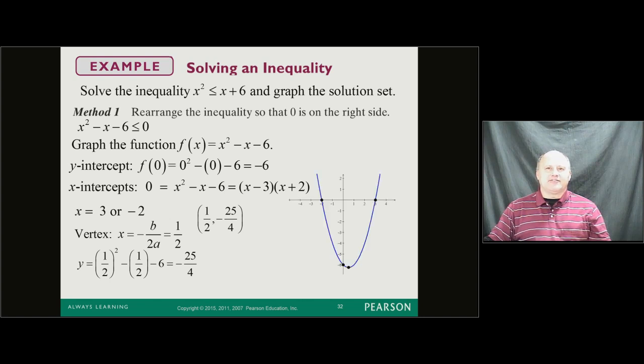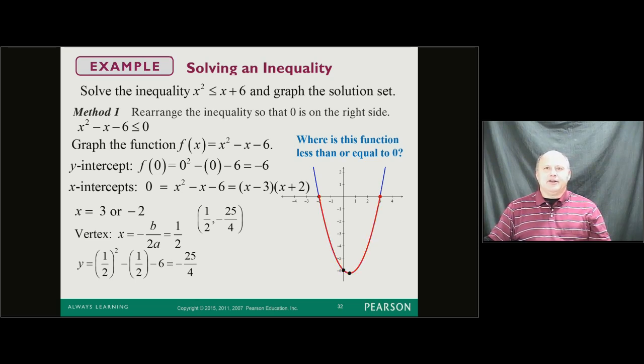So let's look at a rough sketch of this one. The 1/2 comma negative 25 fourths is that point way down below the axis. The 0, negative 6 is at the y-intercept, and the two x-intercepts are located. Now, same thing as the last problem. When is this one less than or equal to 0? Well, it's less than 0 when it's below the axis.